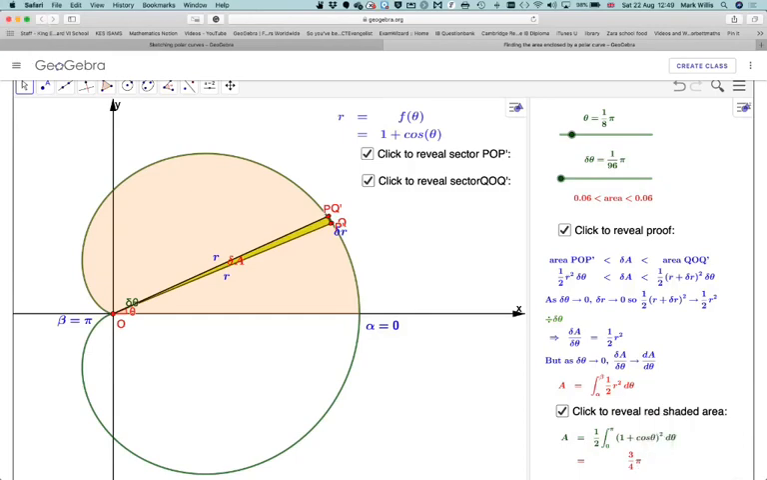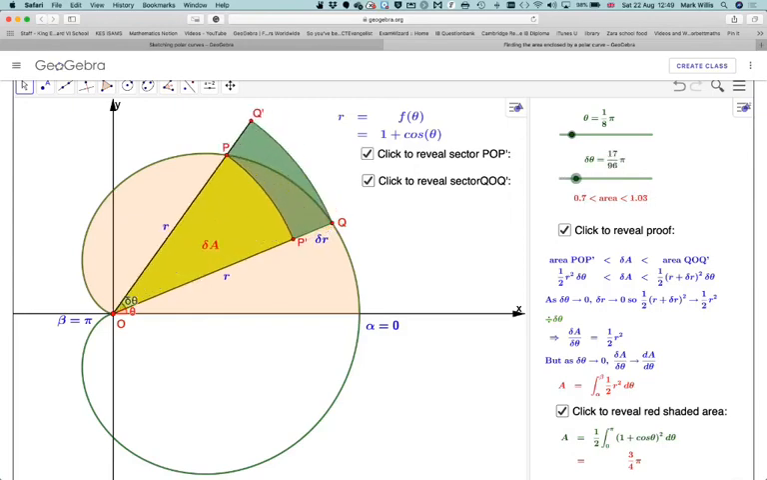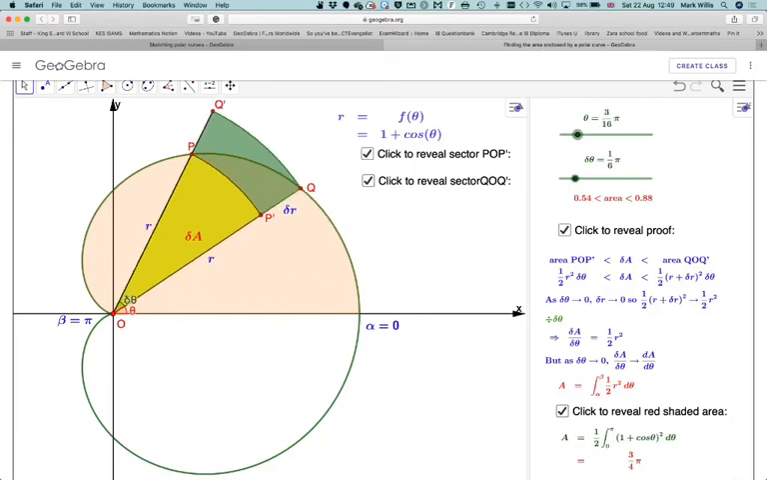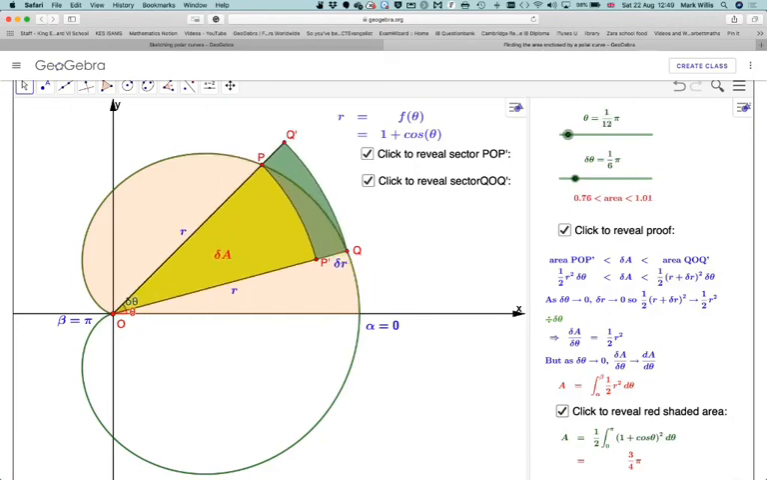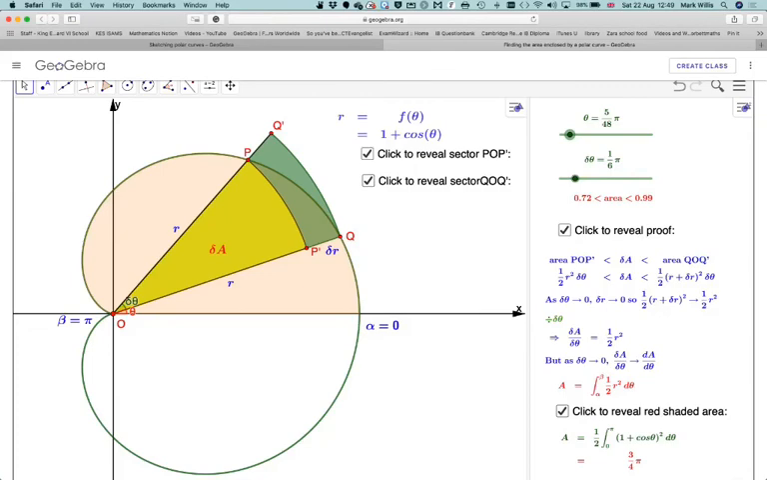Okay, so this is how this works. Again, you can change these values here if you want to on the app. You can also move these around a bit as well if you want to. Obviously, when you make delta theta equal to 0, you have an infinite number of these sectors.